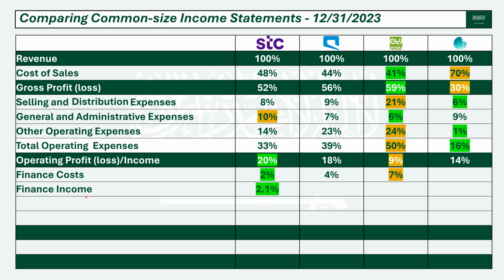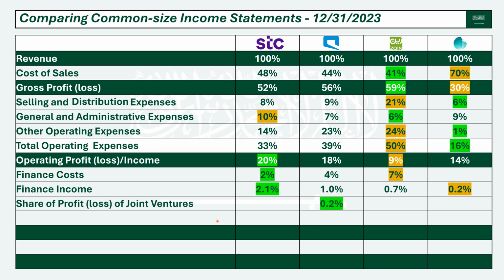Finance income. STC in the first position with 2.1%. Mobily in the second position with 1%. Zain in the third position with 0.7%. And finally Go Telecom with 0.2%.